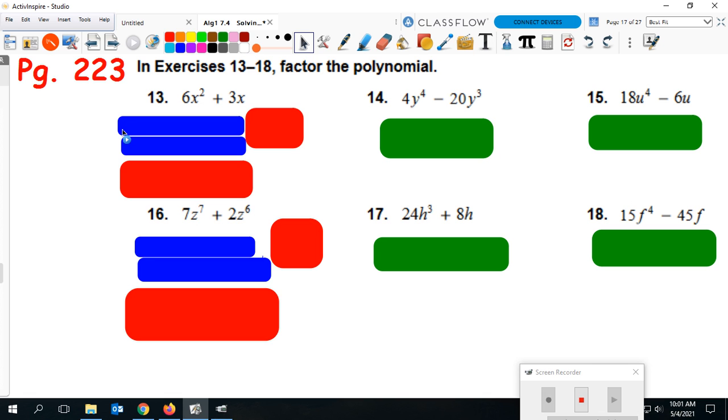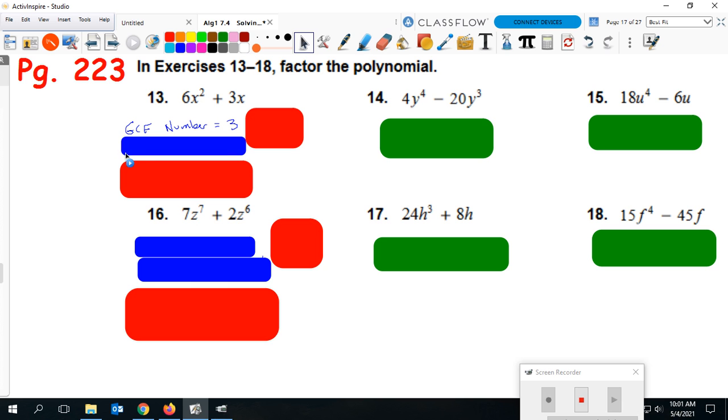So for 13, we want a GCF number. What's the GCF number going to be? Just looking at the two numbers, 6 and 3. So the smaller number is 3, so it can never be the bigger number. It's going to be the smaller number or something even smaller than that. So since 3 can go into 6, we can factor out and pull out the 3. So the GCF number is 3.